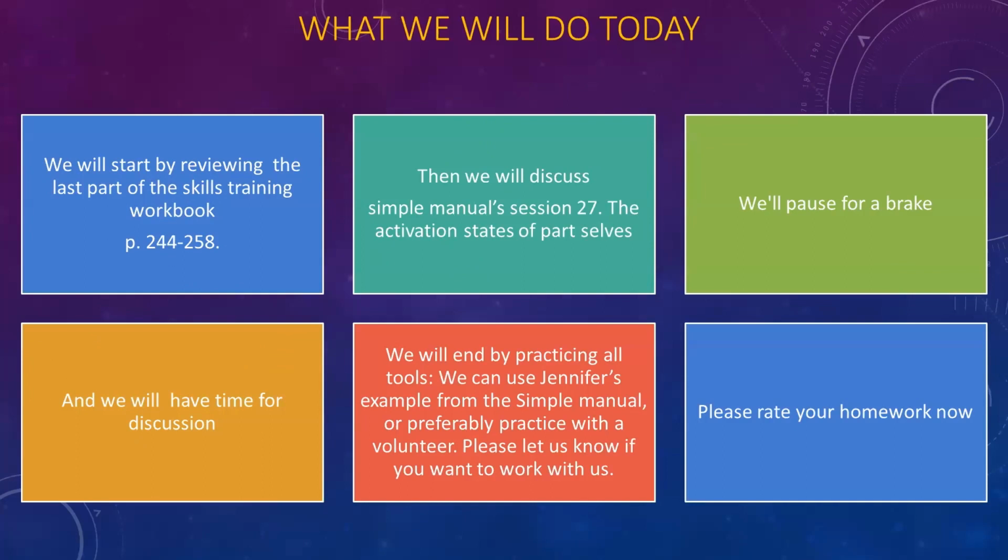This is what we will do today. We will start by reviewing the last part of the skills training workbook, pages 244 to 258. Then we will discuss Simple Manual, session 27, the activation states of part selves. We'll pause for a break, and we will have time for discussion. We will end by practicing all the tools. We can use Jennifer's example from the Simple Manual, or preferably practice with a volunteer. Please let us know if you want to work with us.